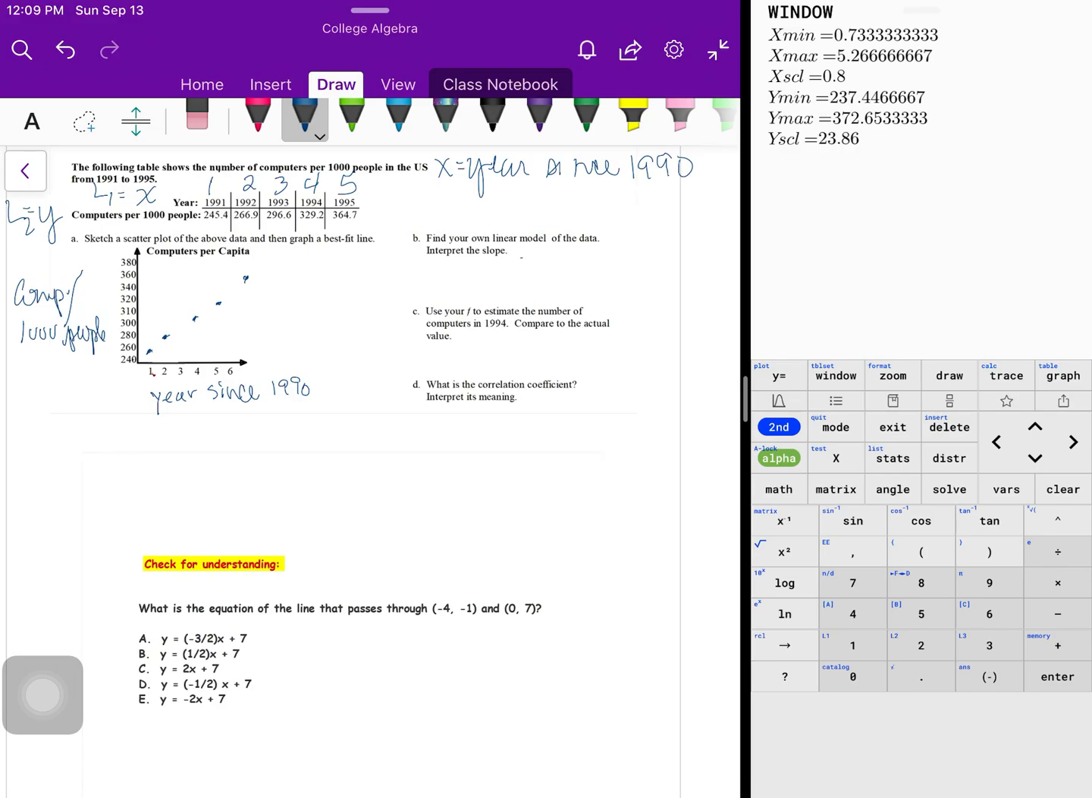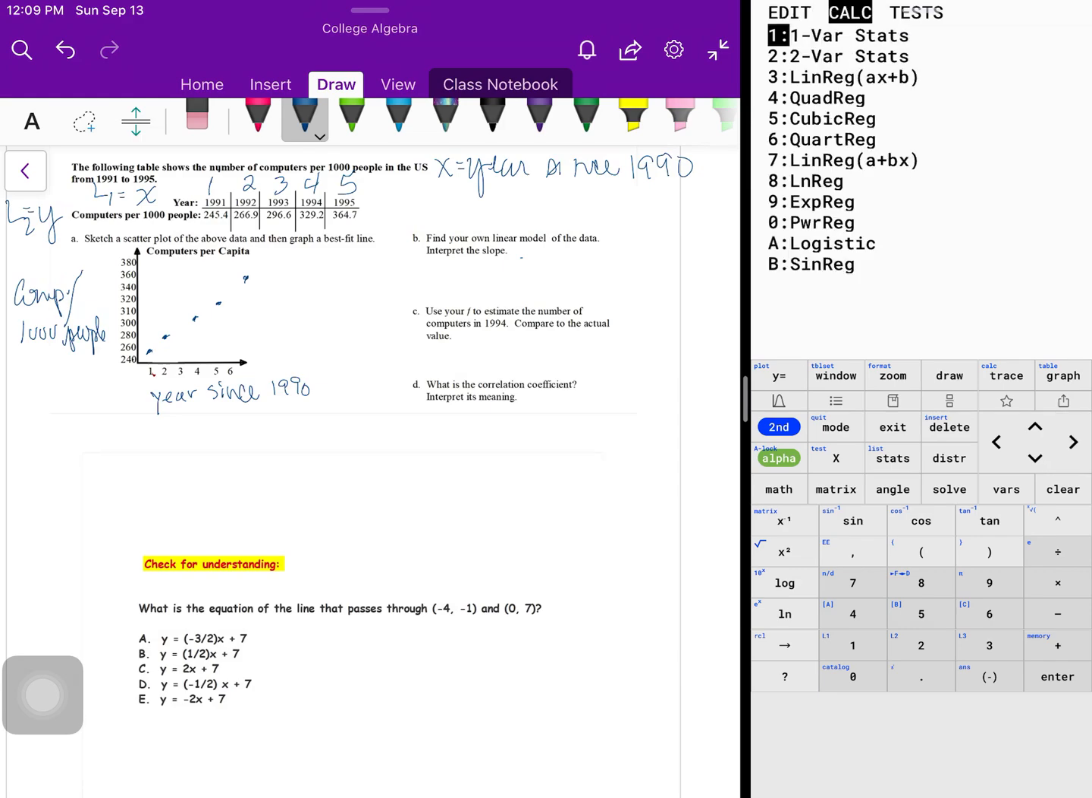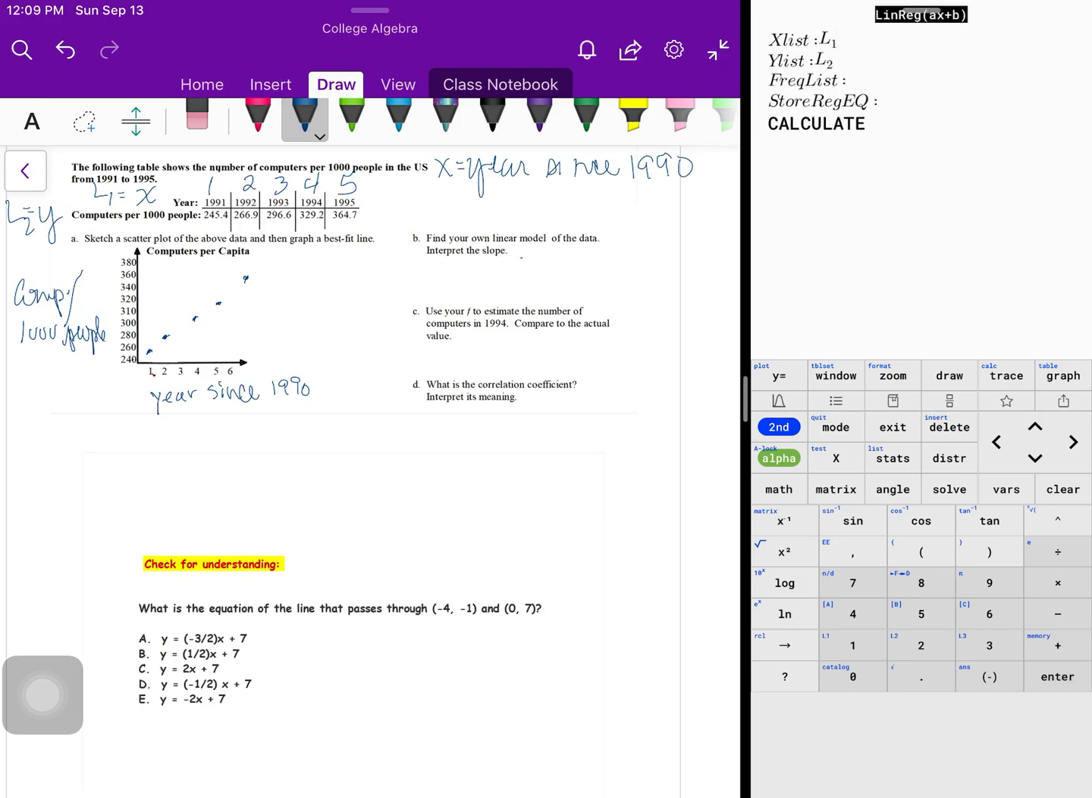Now it says write your linear model. Write your best fit line, write your model, write your equation, all mean to do the regression. So we're going to press stat, and this is a calculate, and we want linear regression, the AX plus B, forming MX plus B. Enter. Our X's are in list 1, our Y's are in list 2, so we want to go down to calculate that.